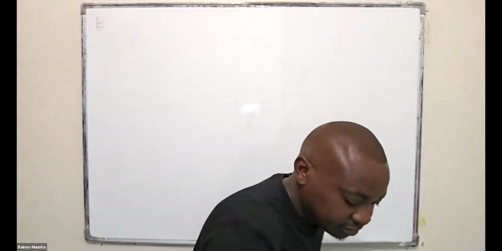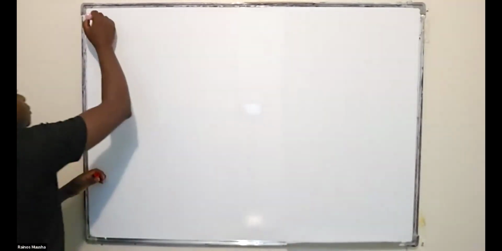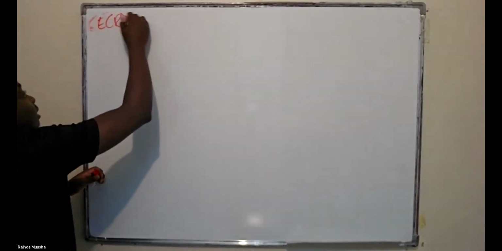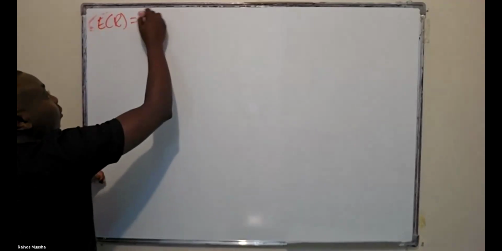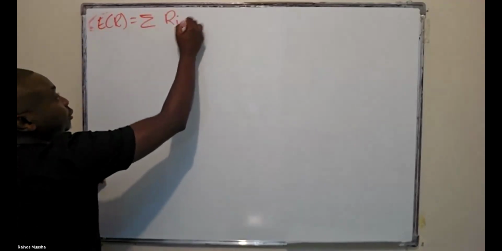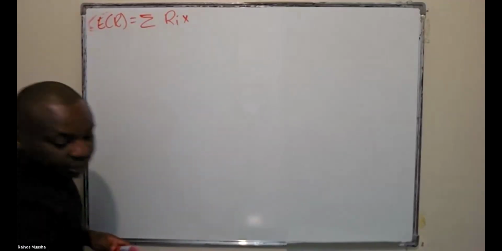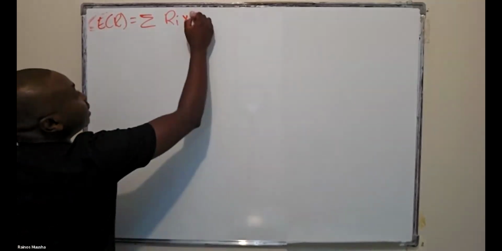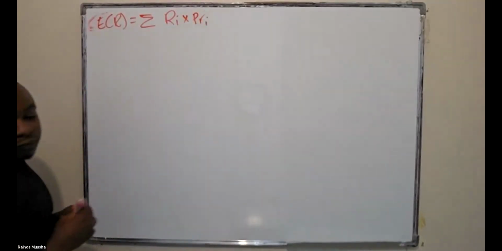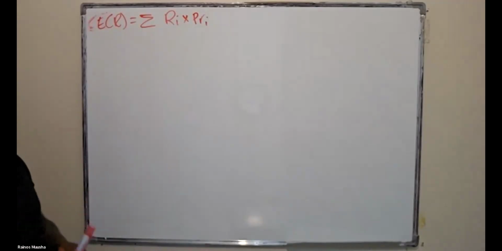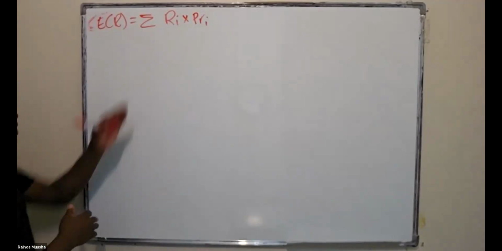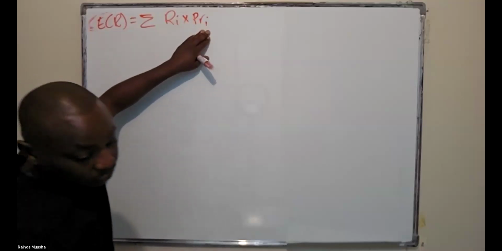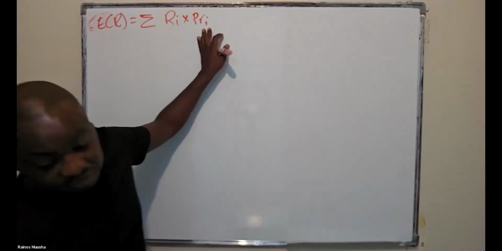Remember, your expected return is given as the sum of your returns for the individual asset multiplied by, what is it, the probability or weight in this case? Multiplied by the probability of that return. So the expected return is given as the sum of the return for the given scenario multiplied by the probability of earning that return for that given scenario as well.